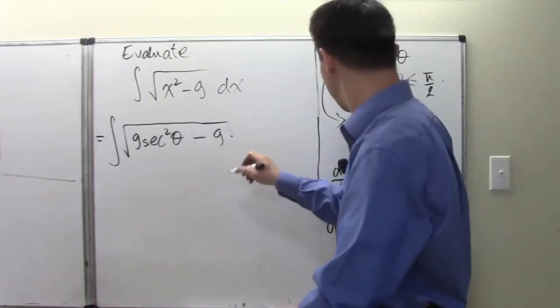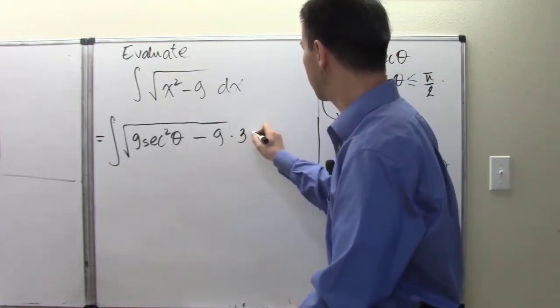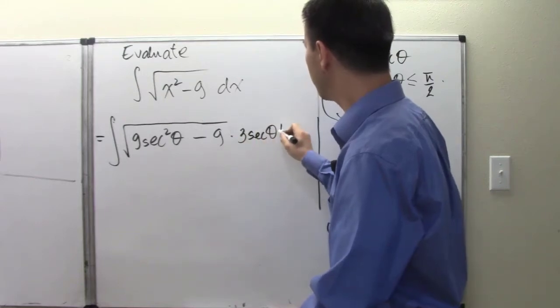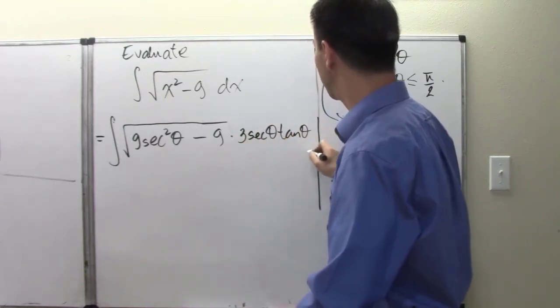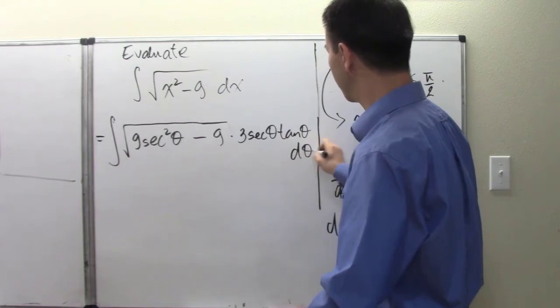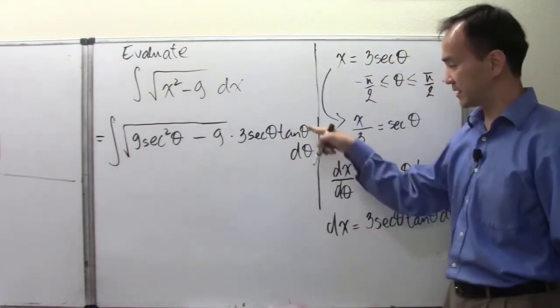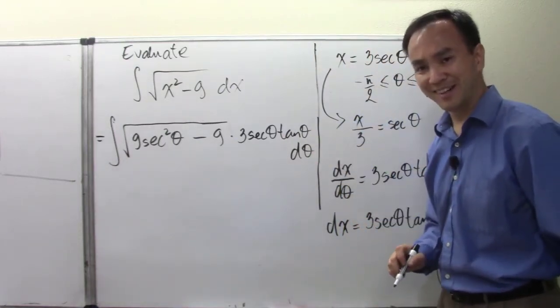So now I'm looking at 3 times secant theta times tangent theta, times, now I'm running short of space a little bit, so allow me to write the d theta kind of like a jump down to the bottom a little bit.